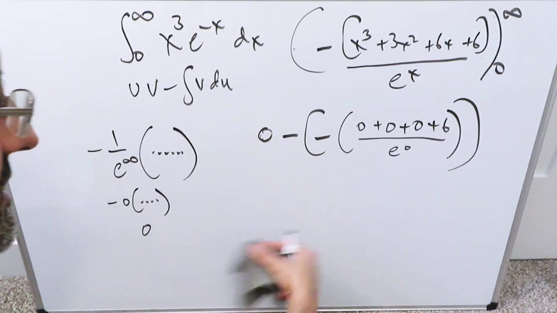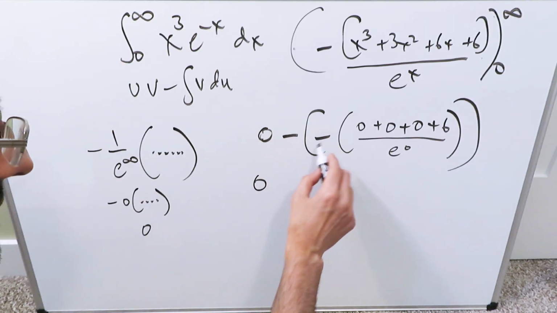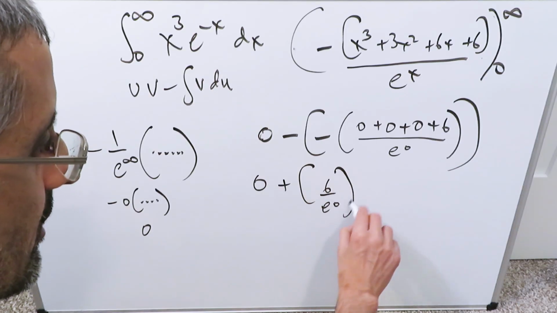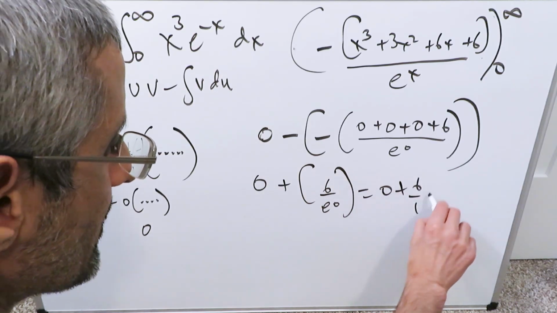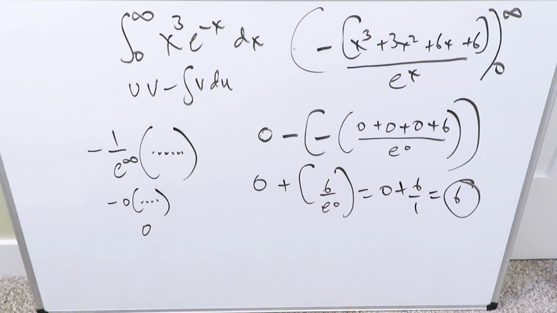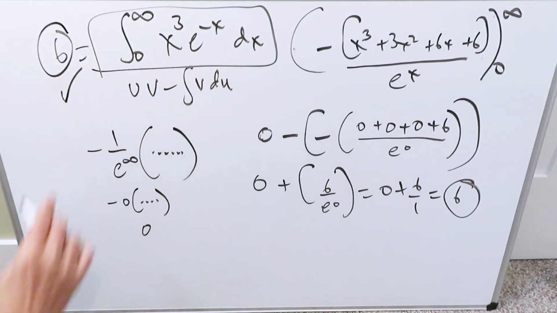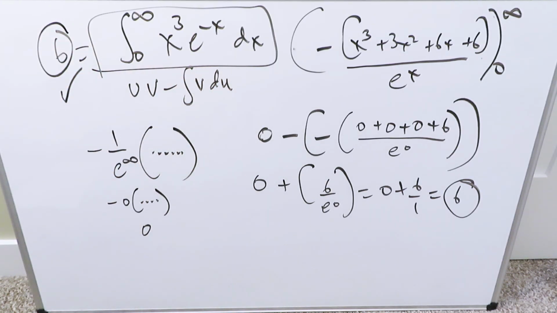When you take it to completion, this is what you have here, 0, then this becomes a plus. I'm looking here at a 6 over e to the 0, which is equal to 0 plus 6 over 1, which is equal to 6. The 6 here is our end result for this. This right here is equal to 6 in terms of its end result. It will be a correct answer, which brings our video here to an end.